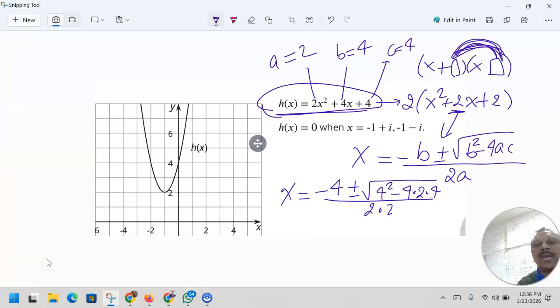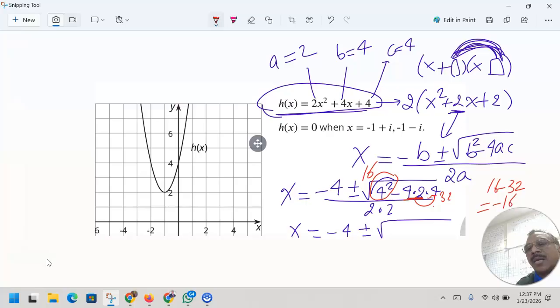So just plugging in those values, you simplify this further down. You can do mental math here. 4 times 4 is 16, so this piece will give you 16. And 4 times 2 is 8, and 8 times 4 is 32. So it's 16 minus 32. You end up getting negative 16. That's a negative number inside the square root sign, and divide by 4.